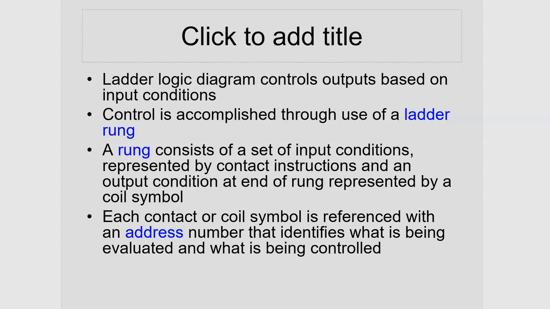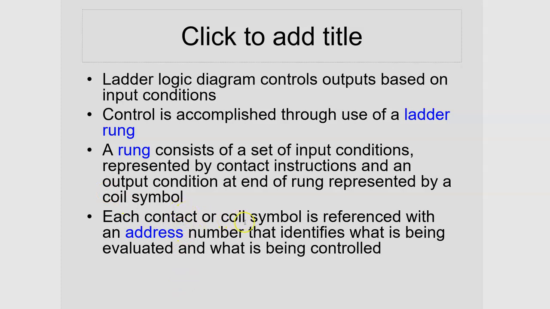rung of a ladder. A rung consists of a set of input conditions represented by contact instructions and an output condition at the end of the rung represented by a coil symbol. And so all your inputs are always on the left, and the last thing on any rung is always an output. And for now it's a relay coil, but in a couple weeks we'll use some other type of output devices.